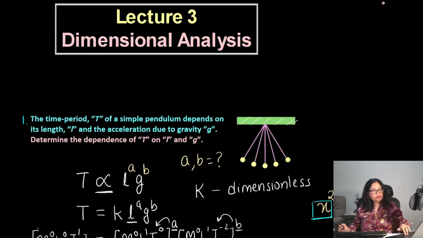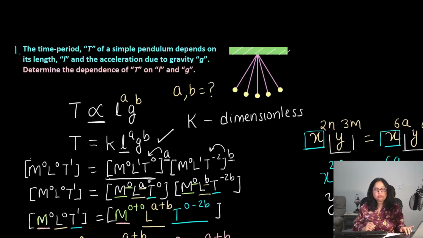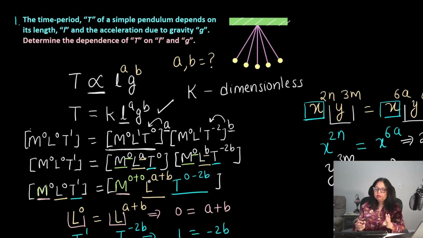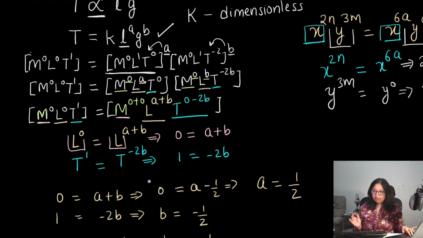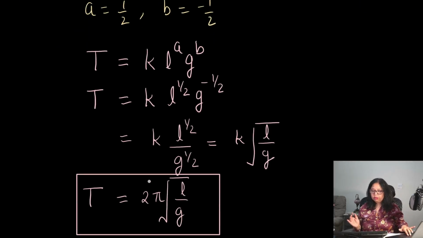So what we did was we started out with this dependence equation, T equals k times L^a times g^b. Then we wrote down the dimensional formula for each of these factors, except for k. Why? Because k is a dimensionless constant. Then we just carried out our math and solved for a and b, which finally gives us this equation.